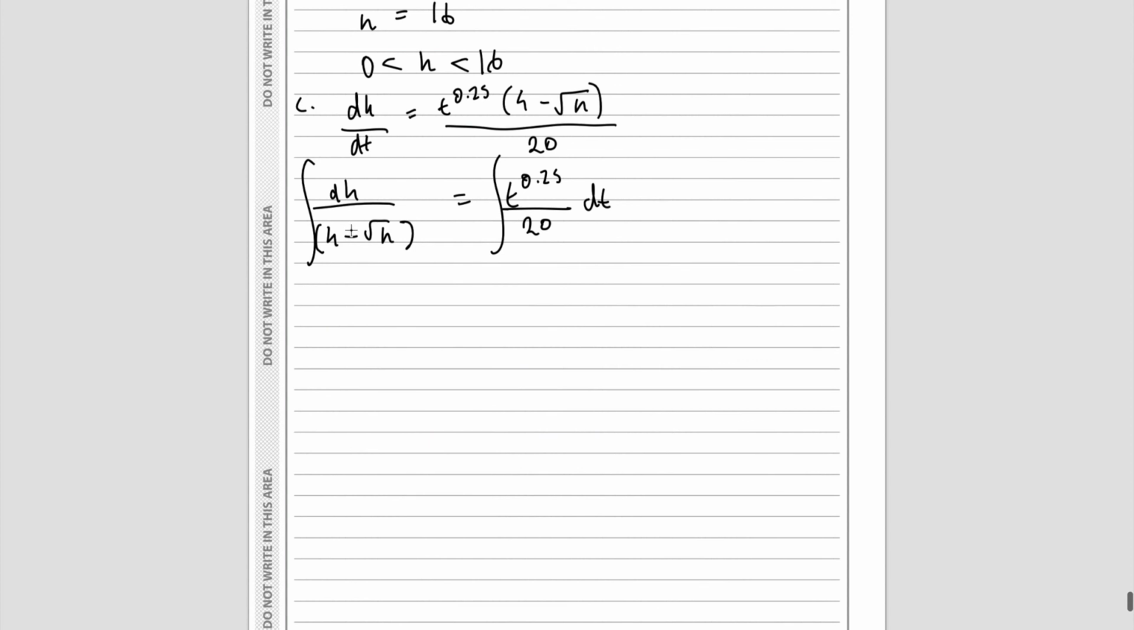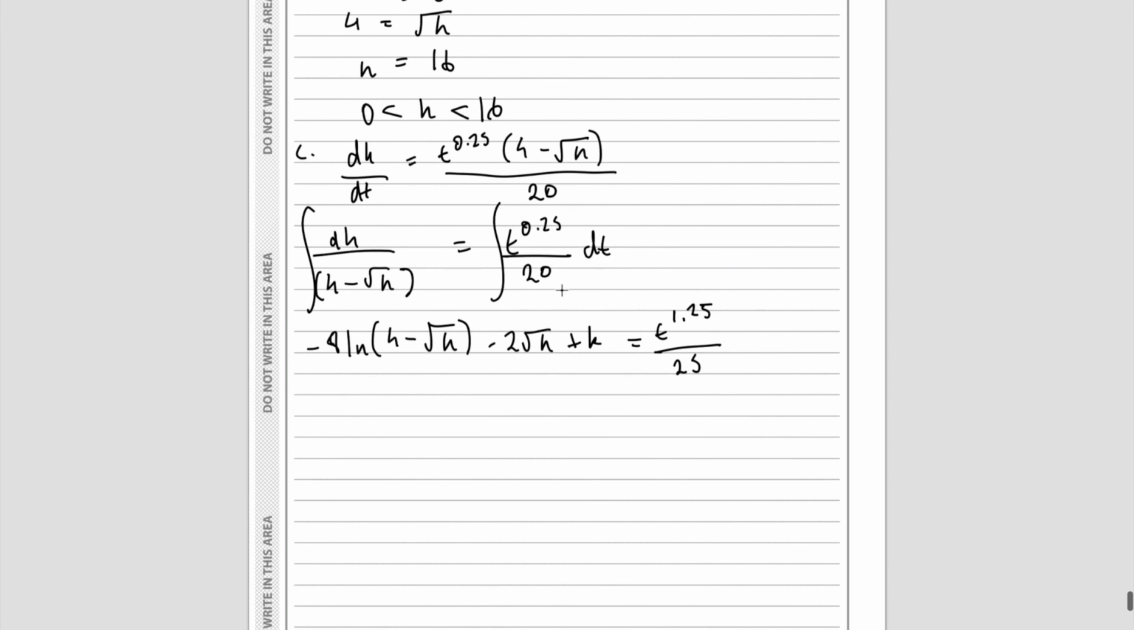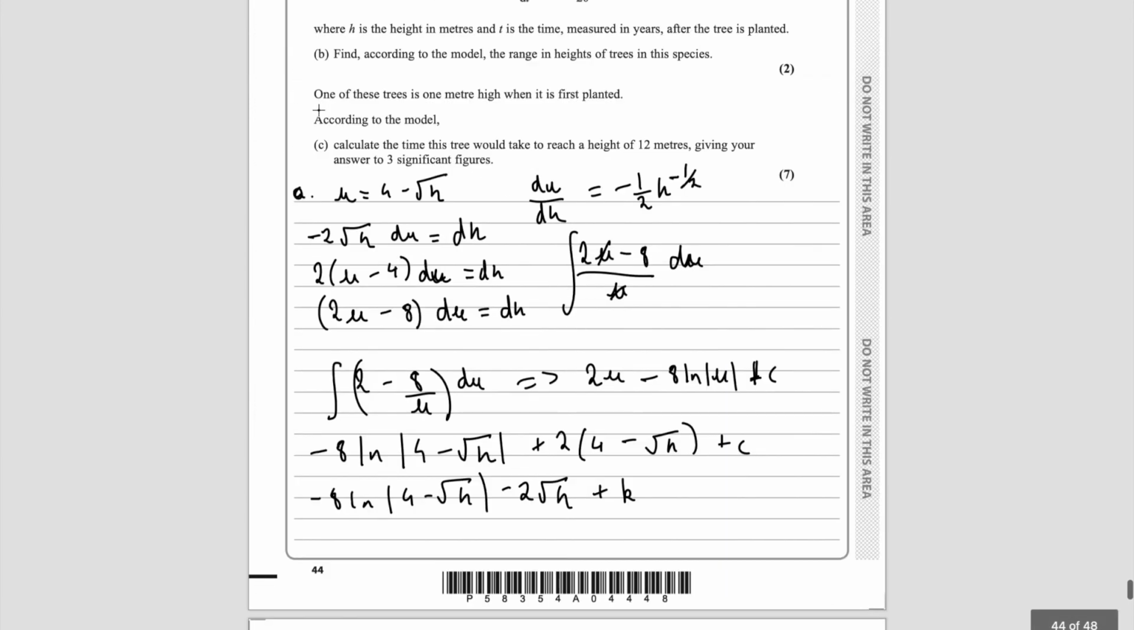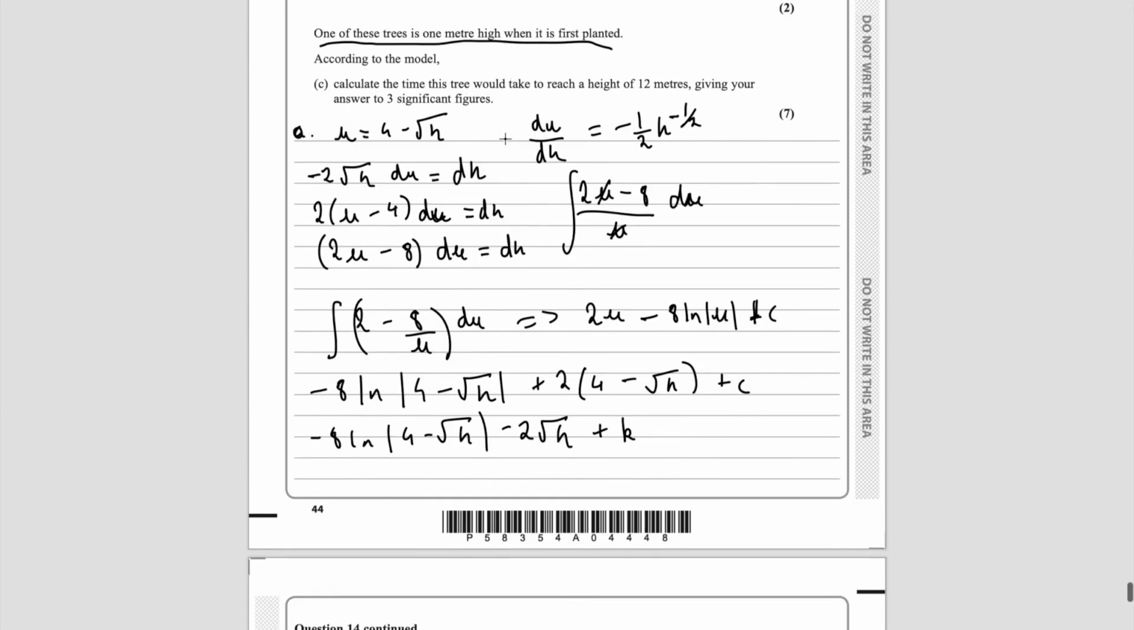This one here, quite handily, we had already done, and that's going to equal minus 8 ln (4 minus root h) minus 2 root h plus k, and that's going to equal, and if we integrate this, we get that t to the power of 1.25 over 25 is the integral of that there. But we've got here a general equation. What we want to find out is the specific equation using this boundary condition that we have here. One of these trees is 1 metre high when it is first planted.